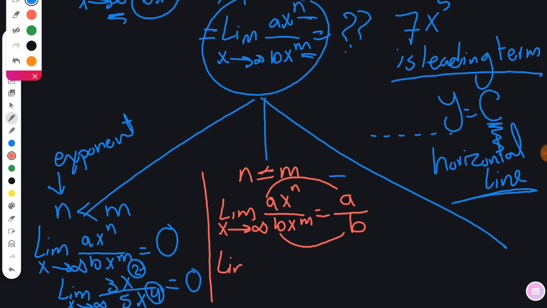Example: limit of 3x to the power 2 over 5x to the power 2. They have the same exponent. When x approaches, for example, negative infinity or infinity, but anyway, since they have the same exponent, it will be 3 over 5. That is the second case.